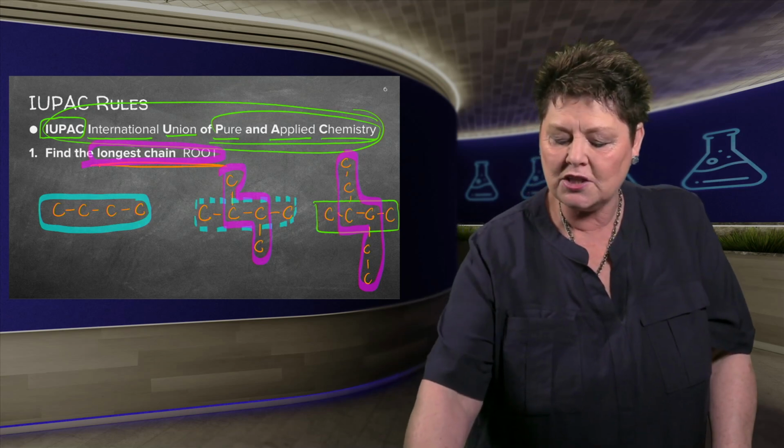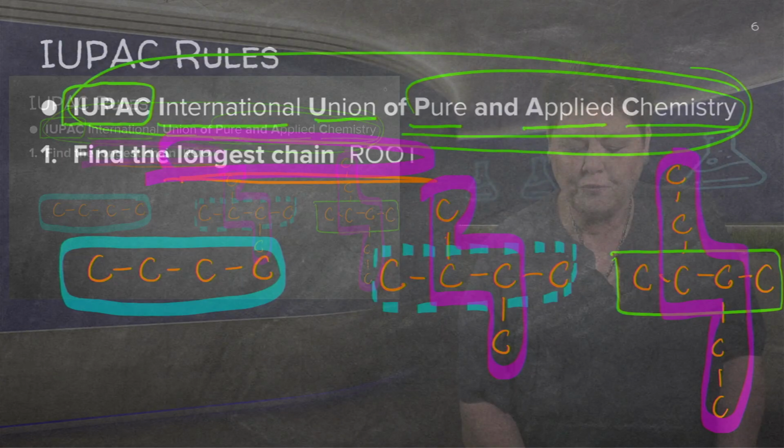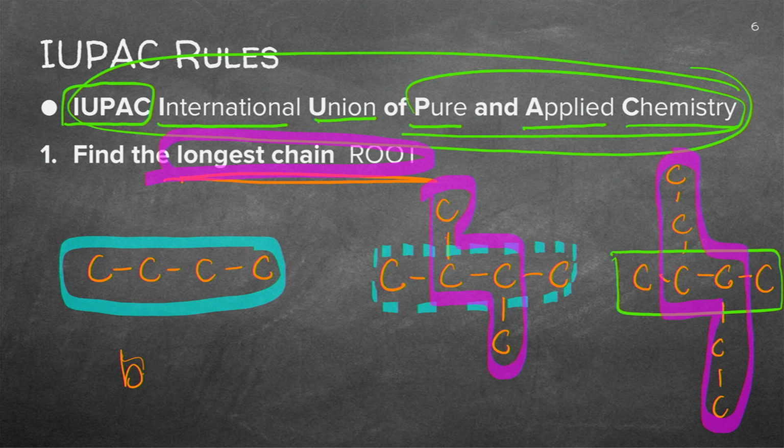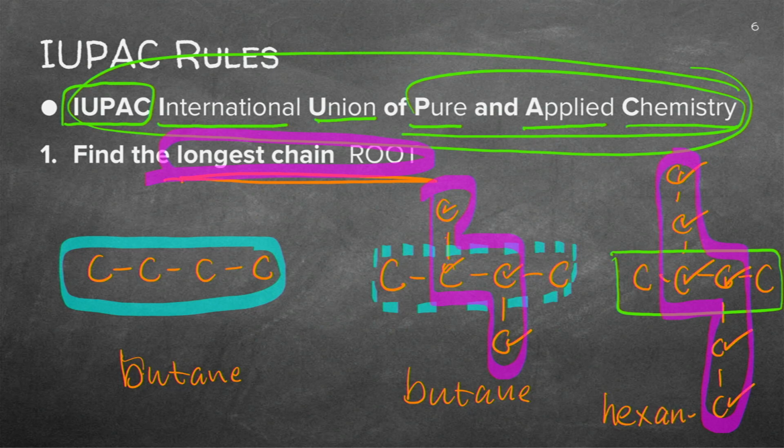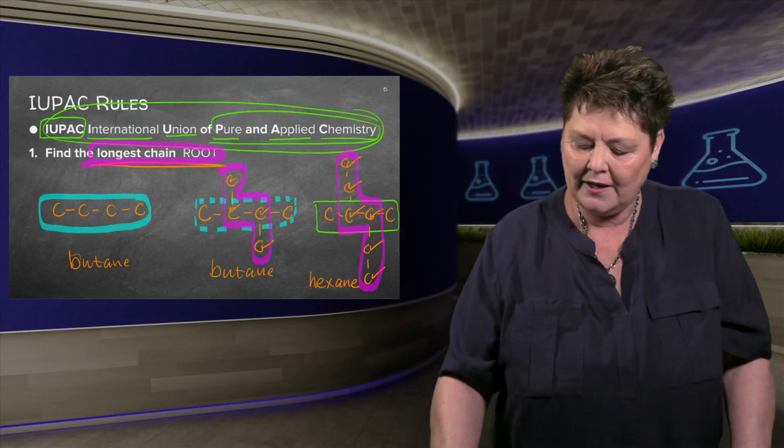Now let's quickly just practice. If it's got 4 carbons, it's butane. If it's got 1, 2, 3, 4, it remains butane. And if it's got 1, 2, 3, 4, 5, 6, it's hexane. Can you see why it is important to identify the longest chain? Because that will be your name. So you need to identify the longest chain.